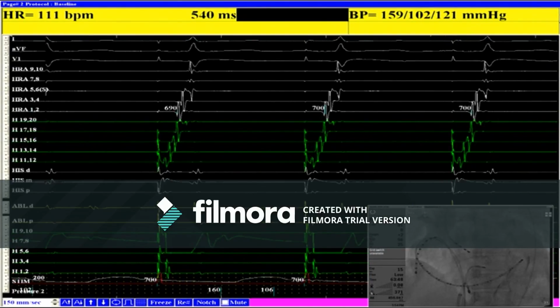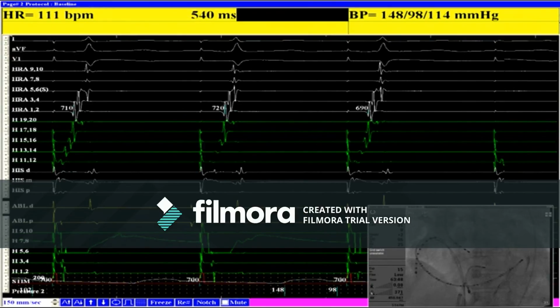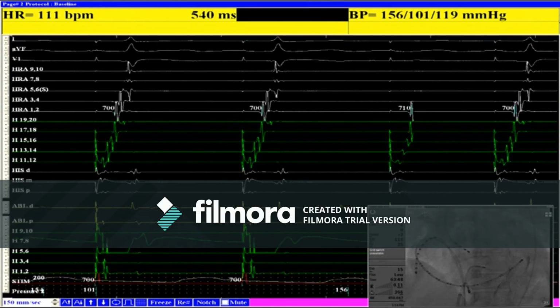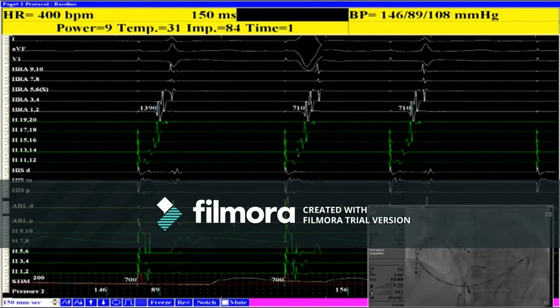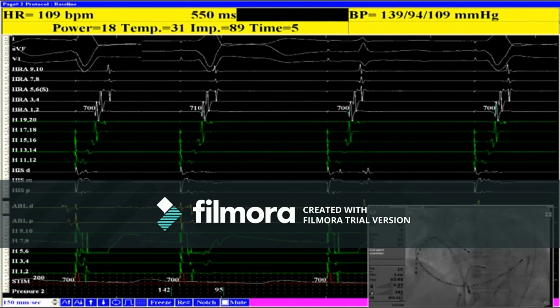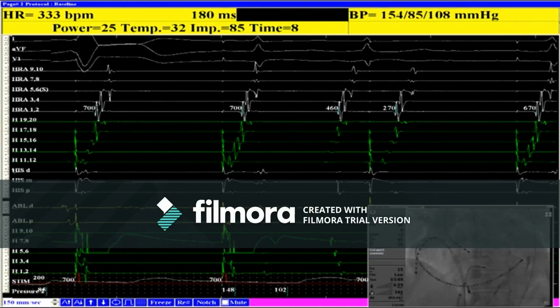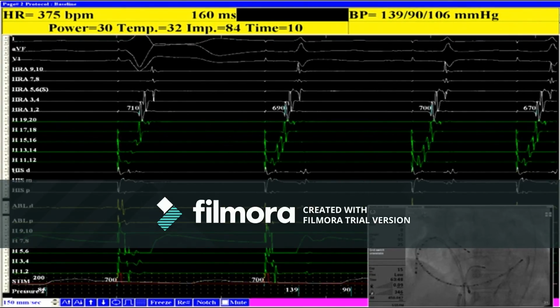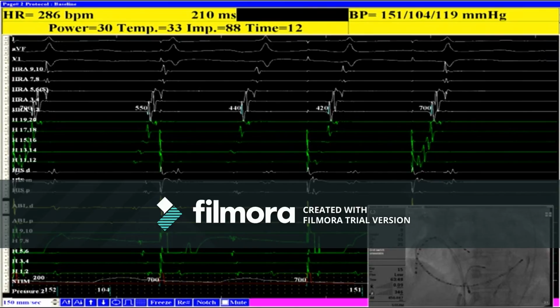And now PVI check. So after that, after CTI block, we need to check the PVI and also make sure of the non-inducibility of any slow atrial tachycardia. That's the end point. Okay.